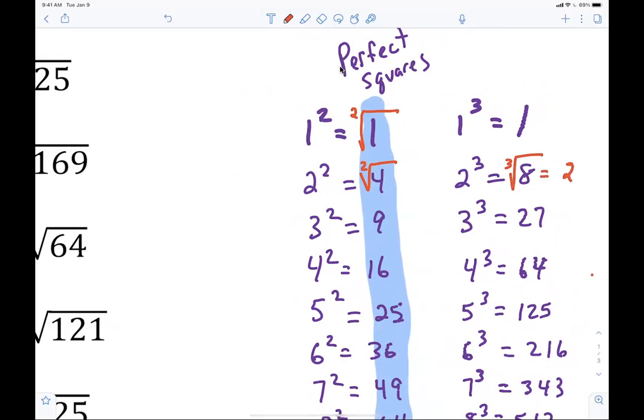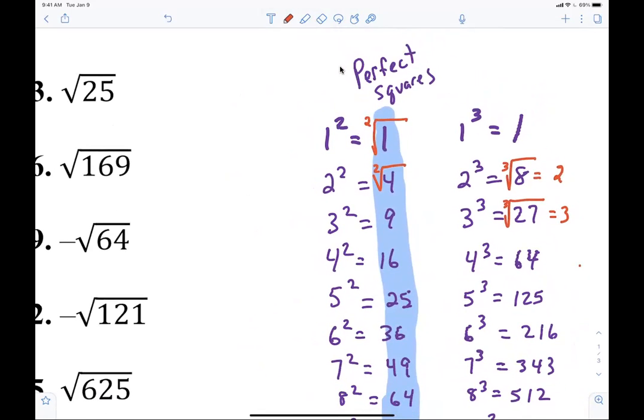2. If I say, what's the cube root of 27? You would tell me that's 3, right? And the reason why it's 3 is because 3 times 3 times 3 is 27. All right, is everybody okay with that? So these are perfect squares, and these are called perfect cubes, right? Sorry, my pen is just really acting up.